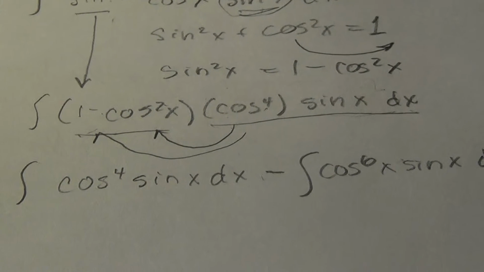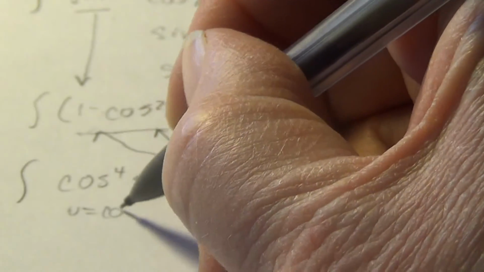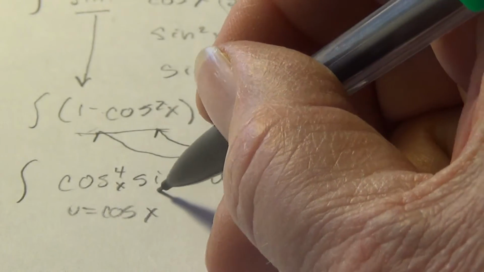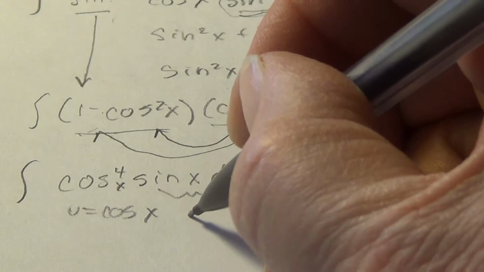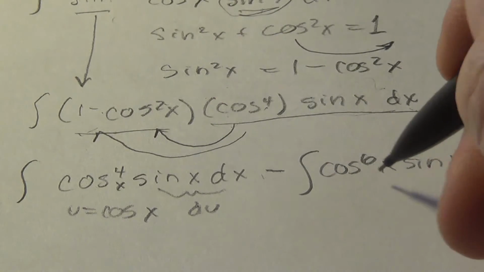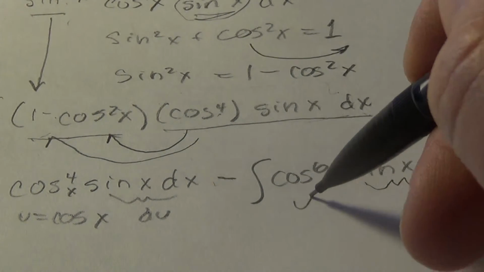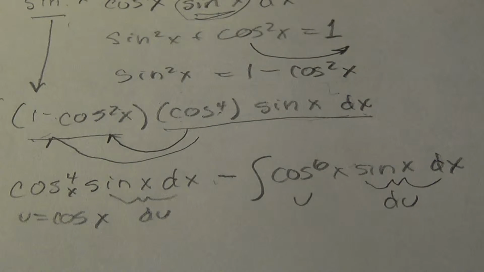You'll notice now that both integrals have a u du situation, and that's why we saved the sine x. So our u is cosine x, and sine x dx is our du over here. Over here we have cosine to the 6th x as our u, and this is our du.